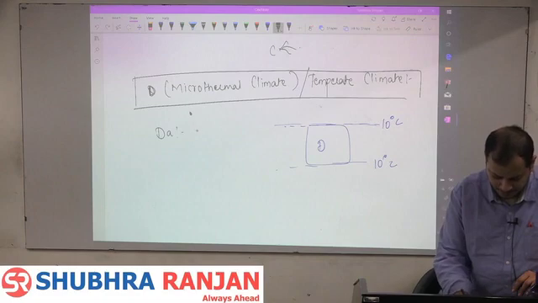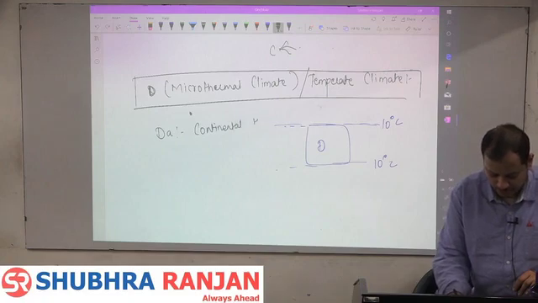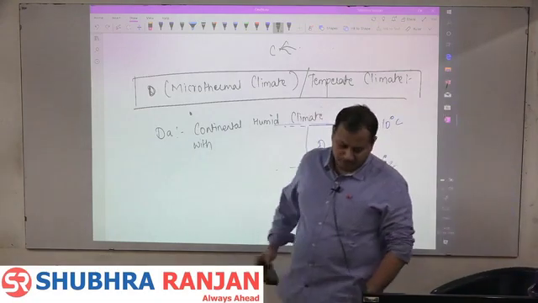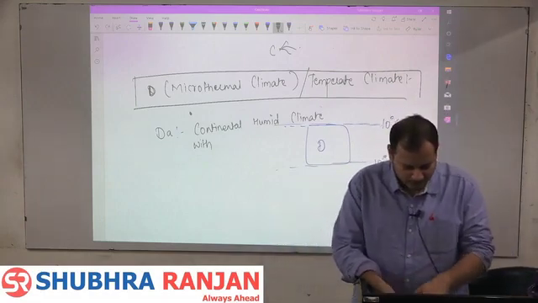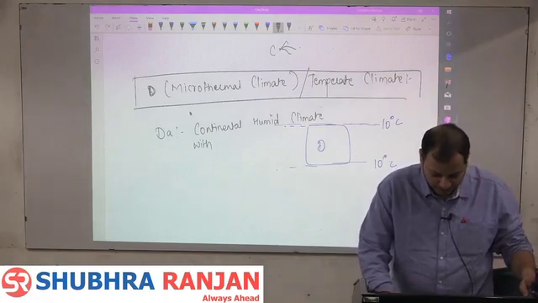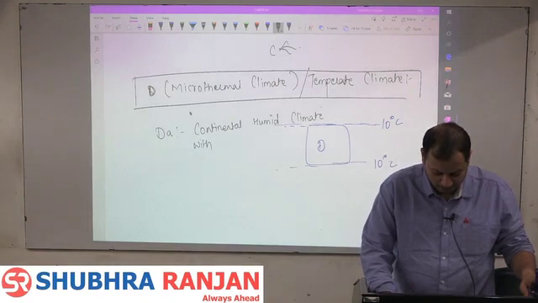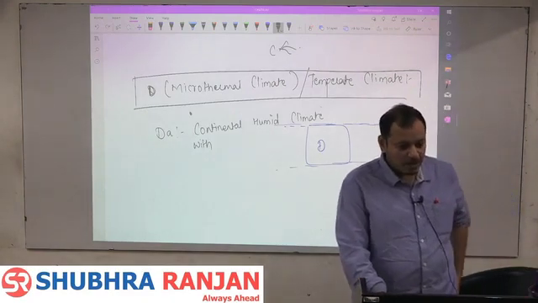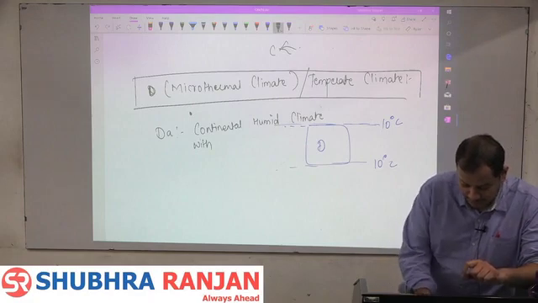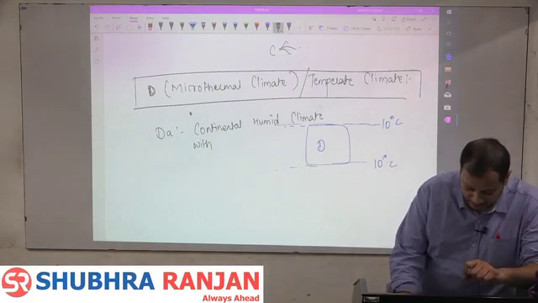Next point, it is further divided into DA, continental humid climate with temperature of the warmest month about 25 degree Celsius.